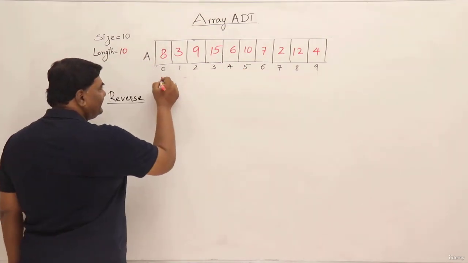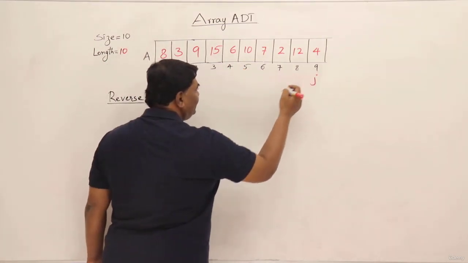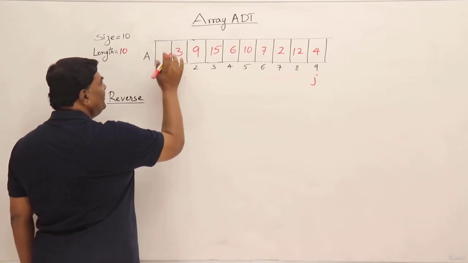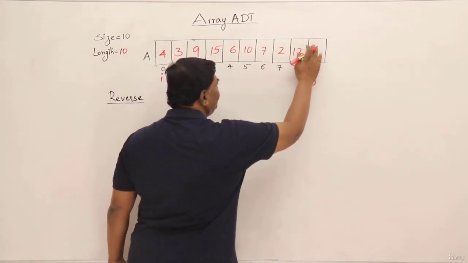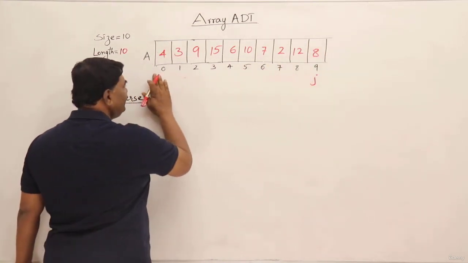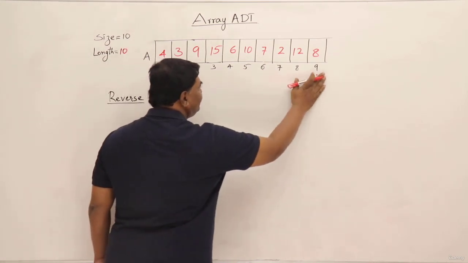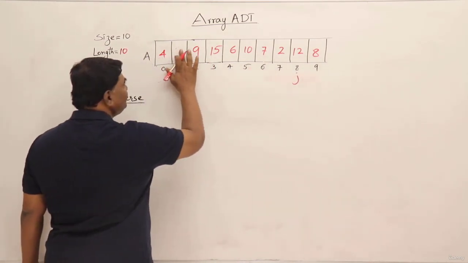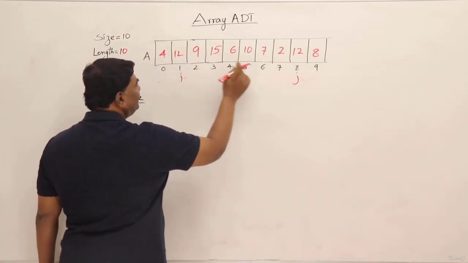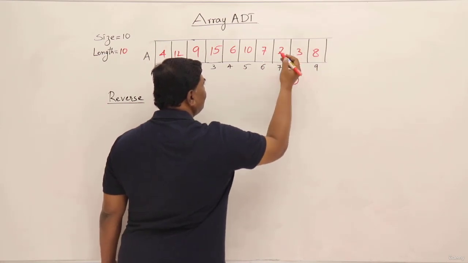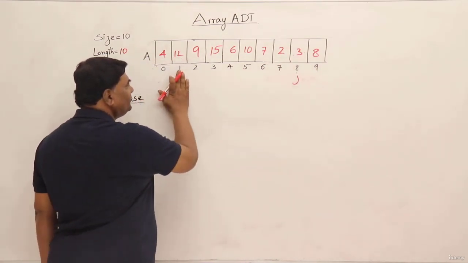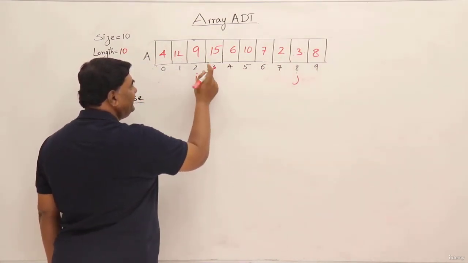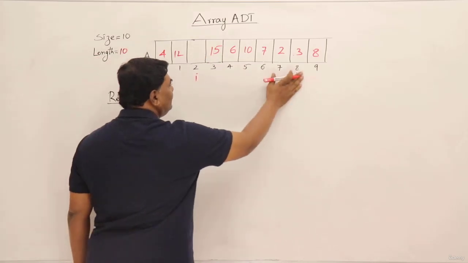We need two indices, I from here and j from here, then interchange the elements. So copy 4 here and copy 8 here. Then decrement I and decrement j. Then interchange the elements. So 12 here and 3 here. So in this way, if we continue, rest of the elements will also be interchanged.